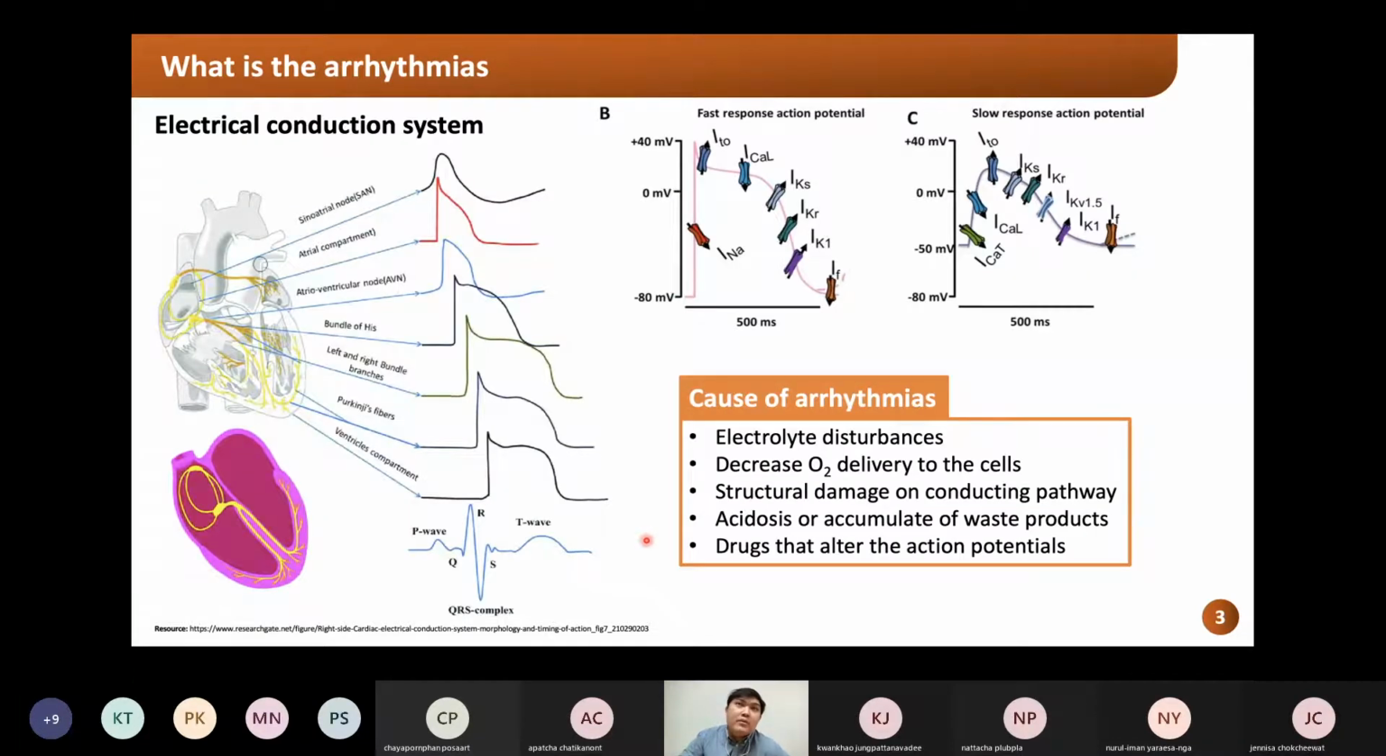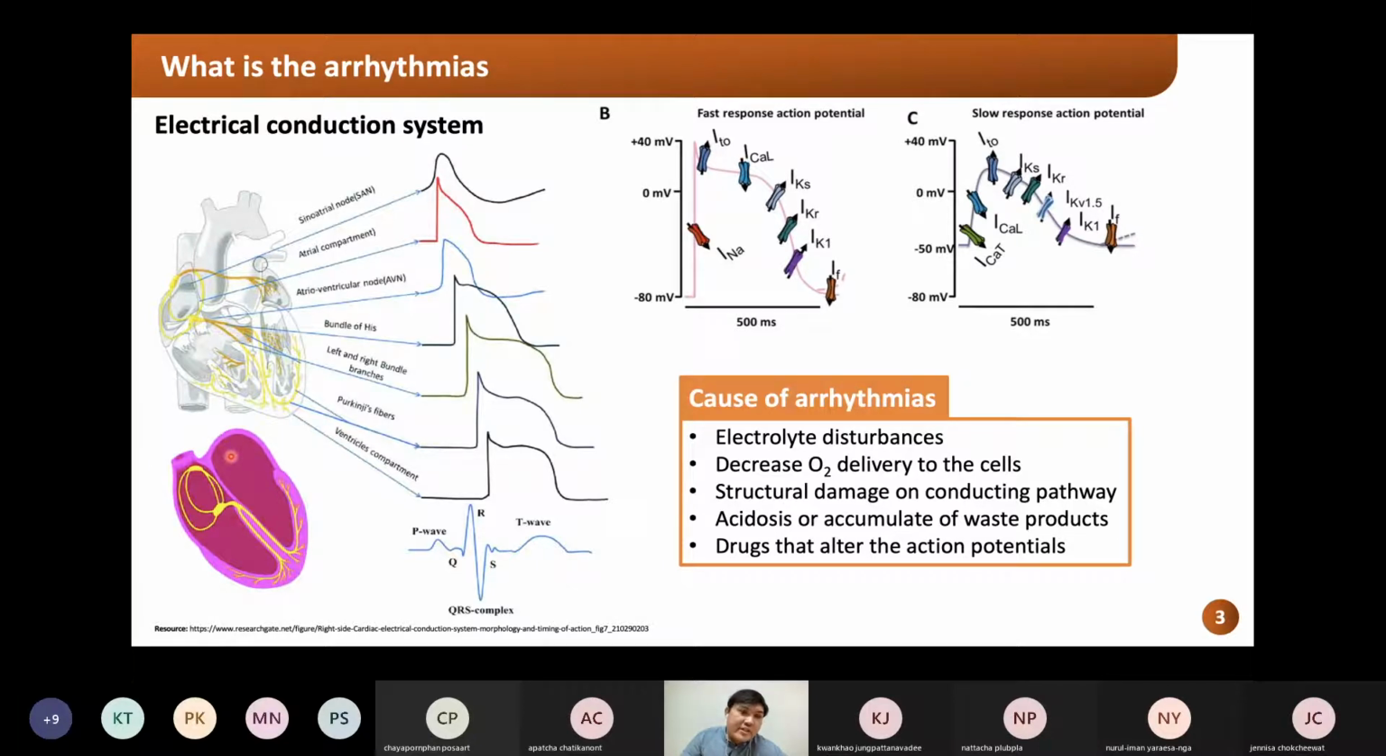Before we learn about the mechanism of anti-arrhythmic drugs, I would like you to know what arrhythmia is. When we talk about arrhythmia, we have to know what the electrical conduction system is. It's really cardiac physiology, and I know you might have learned this in second year, right? All right, so I'm going to tell you in brief.